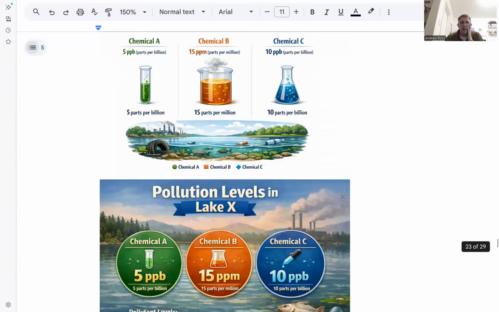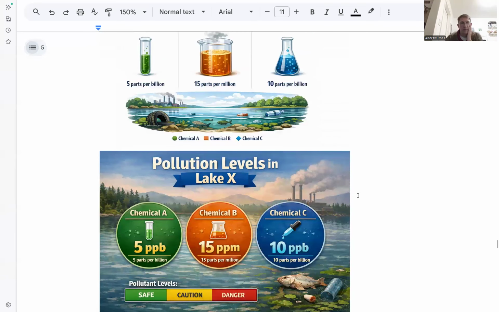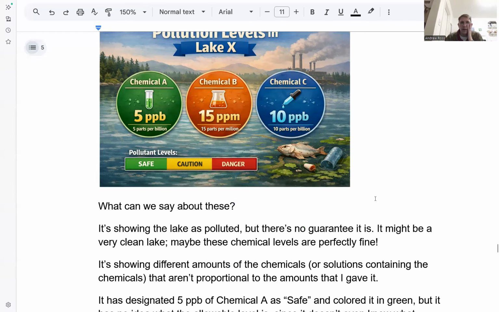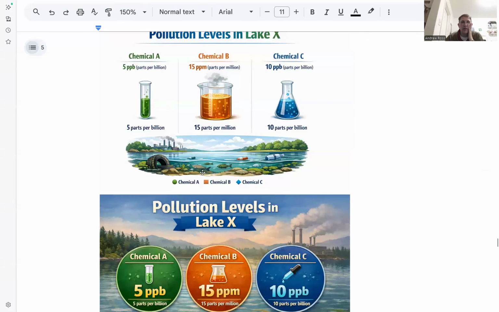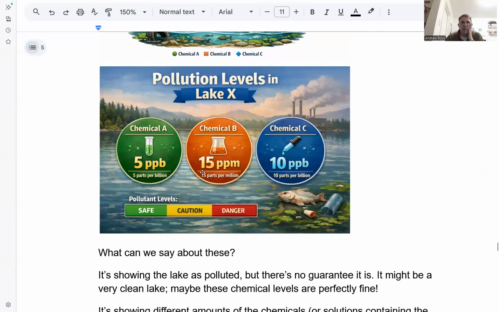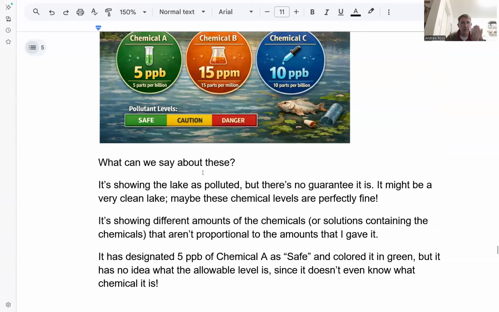And it also gave me this other one. It asked me which one I like more. So, what can we say about these? I noticed it's showing the lake as polluted. It's got a dead fish, it's got a tire, it's got factories with smokestacks or something. But there's no guarantee the lake is actually more polluted than any other lake. Maybe it's very clean. Maybe these chemical amounts are just fine.